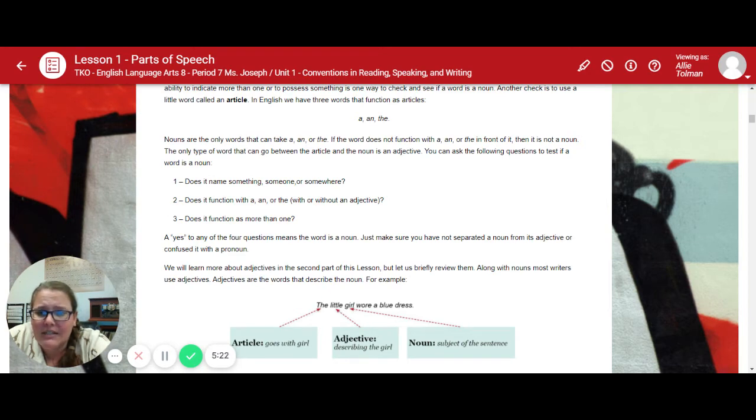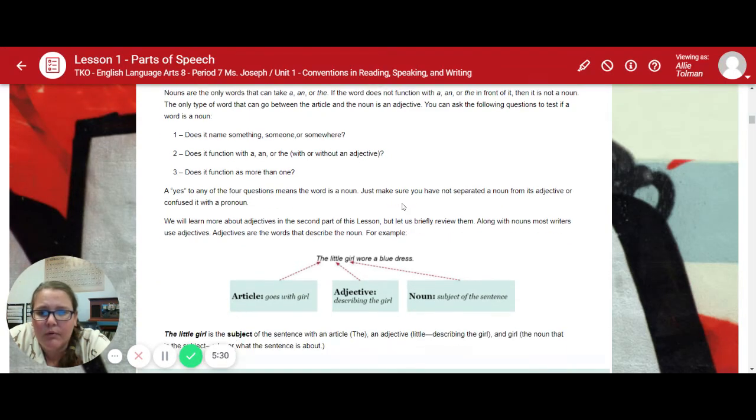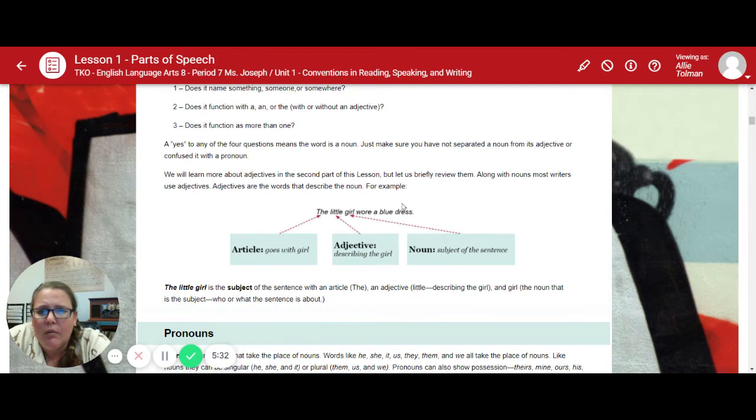A yes answer to any of these 4 questions means the word is a noun. Just make sure you have not separated a noun from its adjective or confused it with a pronoun. We will learn more about adjectives in the second part of this lesson, but let's briefly review them. Along with nouns, most writers use adjectives. Adjectives are the words that describe the noun.